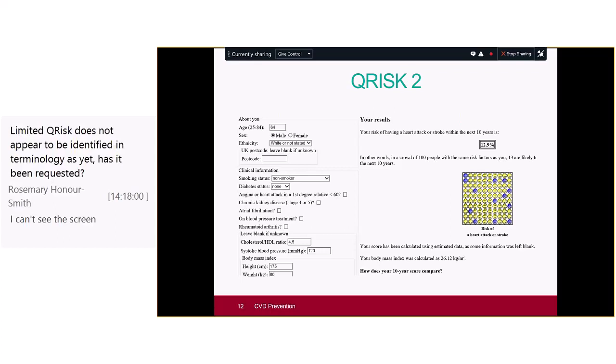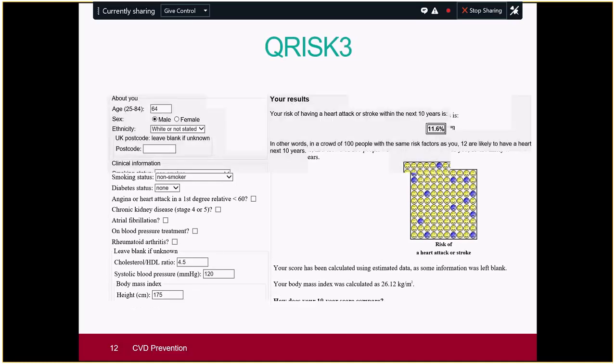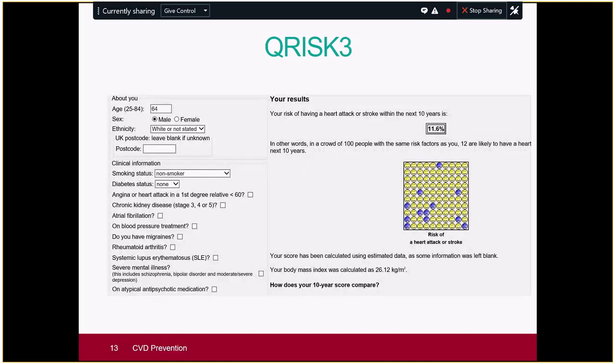Now, QRISK2, as I've said, is the algorithm that hasn't been refreshed for a couple of months. So what happens if we take the same variables and put them into QRISK3? Well, it changes from 12.9 to 11.6. You can see a slight change in the diagram here, but in essence, his risk has changed a little bit, but will that make a difference to what we do in clinical practice? And the answer for this man is no, it doesn't.